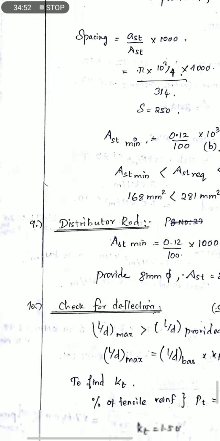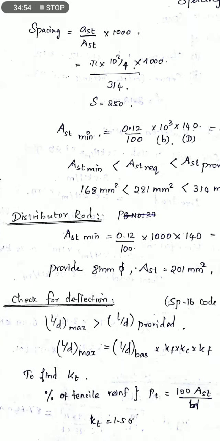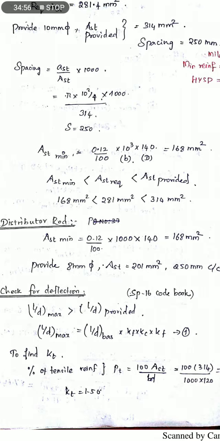Okay, the next one is the distributor rod. Distributor rod is nothing but the transverse reinforcement, which is over the main reinforcement. Normally 8 mm dia is used for distributor. The distributor rod is used to reduce the shrinkage.